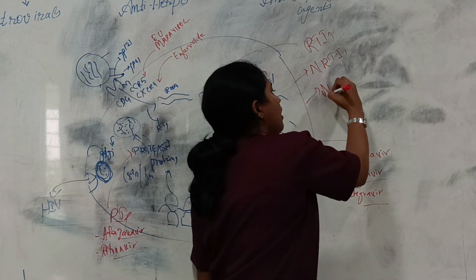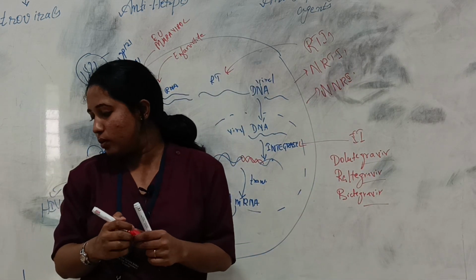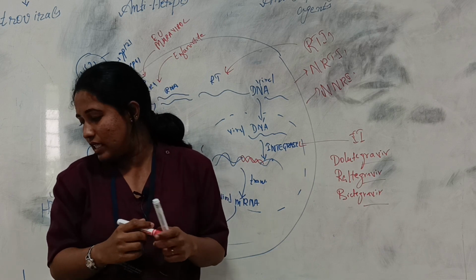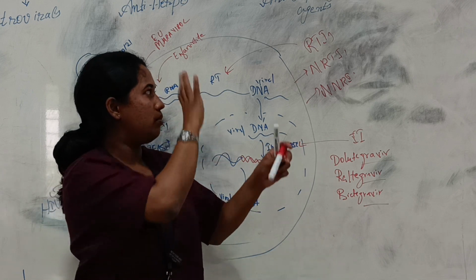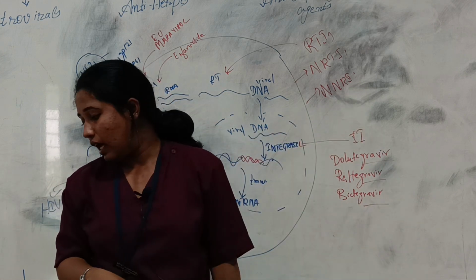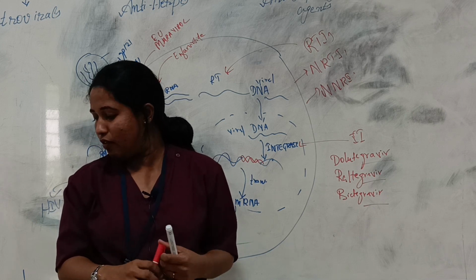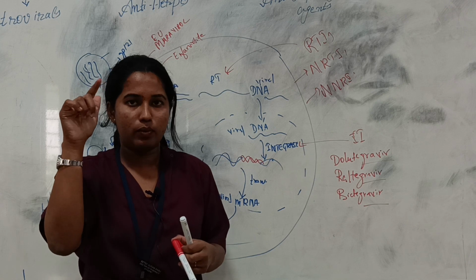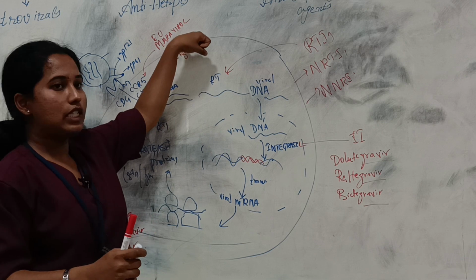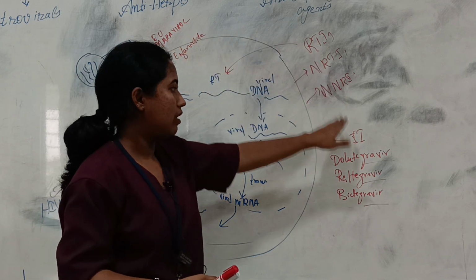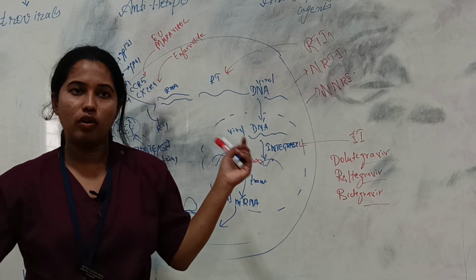Coming to NRTIs, the examples are zidovudine, abacavir, lamivudine, stavudine, tenofovir, and didanosine. Here we don't have any synonyms because the names go up and down. Whereas in NNRTIs, it is nevirapine, efavirenz, etravirine, and delavirdine. So we have this virdine, vir. So the four classes of antiretrovirals are fusion inhibitors, reverse transcriptase inhibitors, integrase inhibitors, and protease inhibitors. So that is about antiretrovirals.